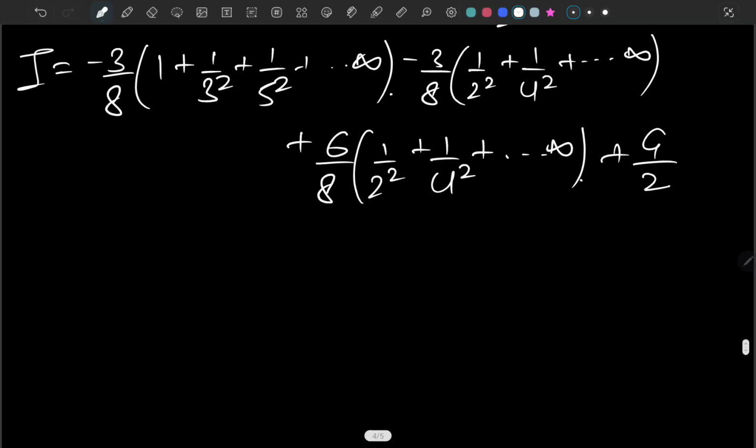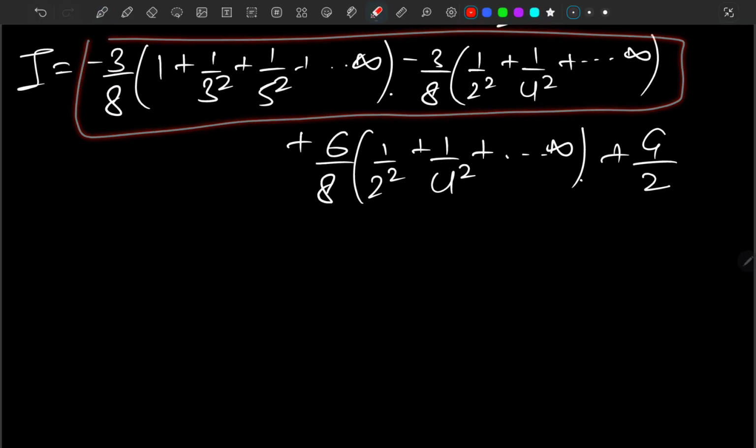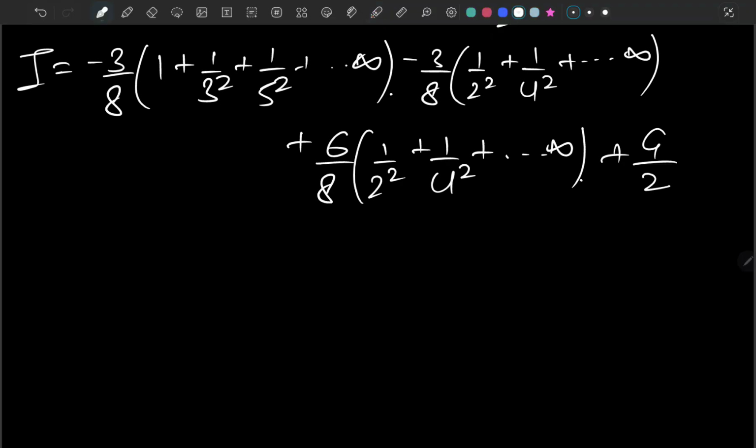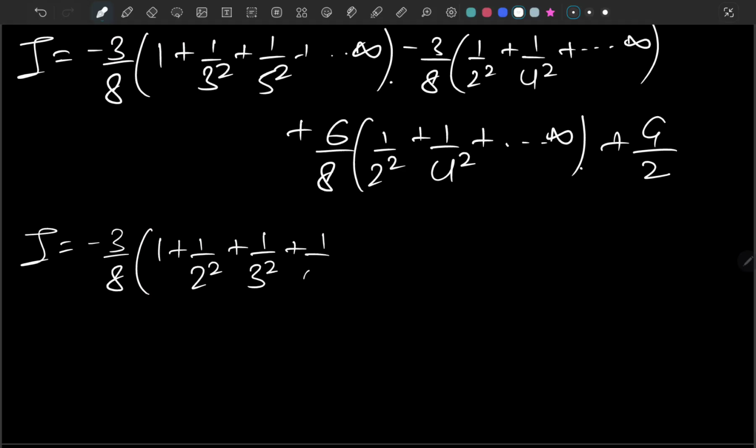Now I'm just going to combine these two things, because their factor, my negative 3 over 8, is common here, and so we can add them up together. Negative 3 over 8 times 1 plus 1 over 2 squared plus 1 over 3 squared plus 1 over 4 squared dot dot dot to infinity.